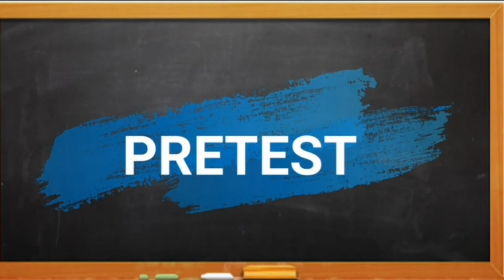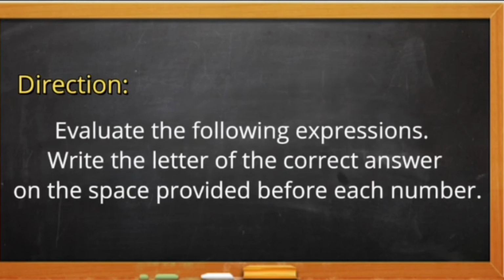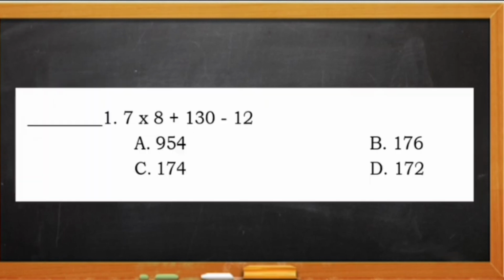For our pretest, evaluate the following expressions. Write the letter of the correct answer on the space provided before each number. Number 1. 7 times 8 plus 130 minus 12. The answer is? Letter C.